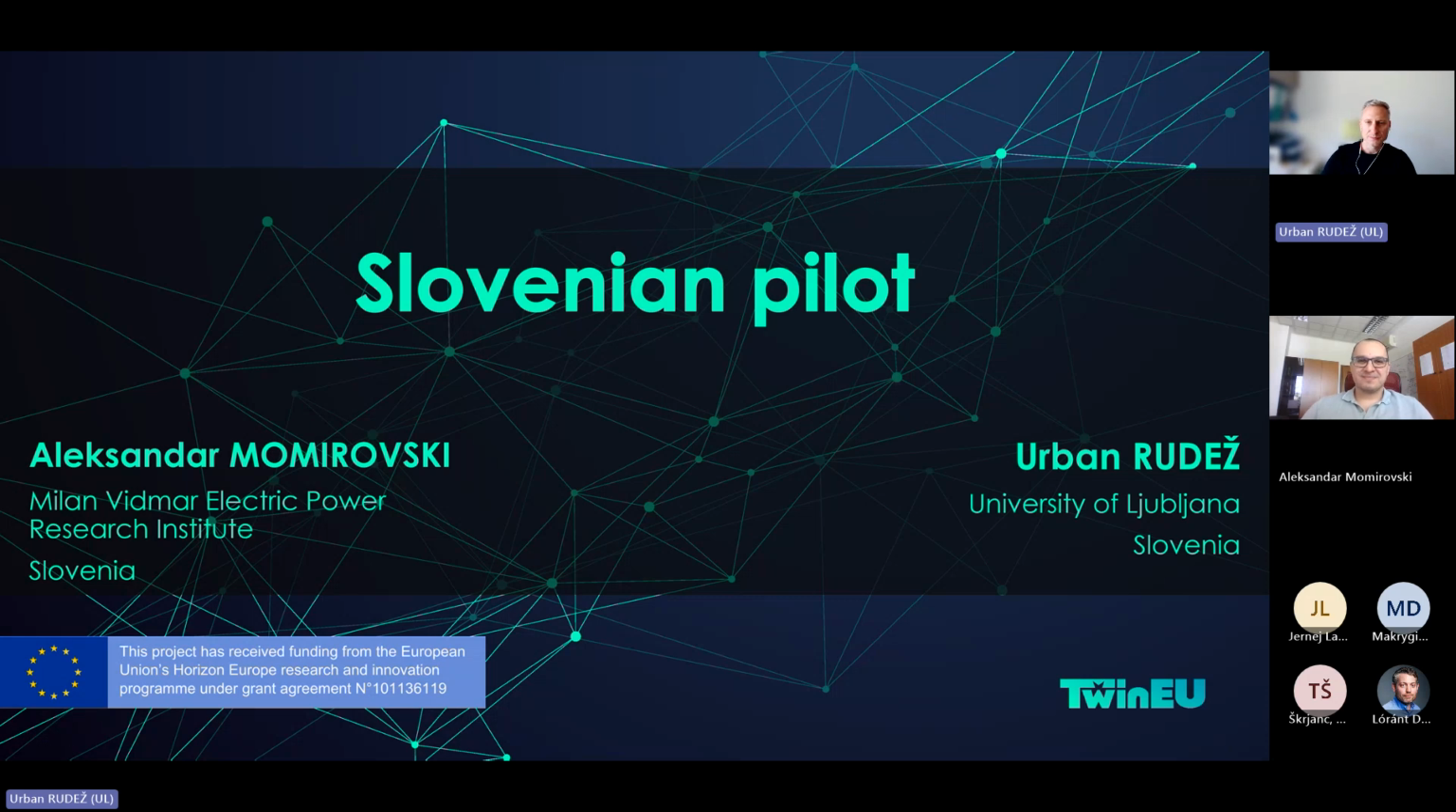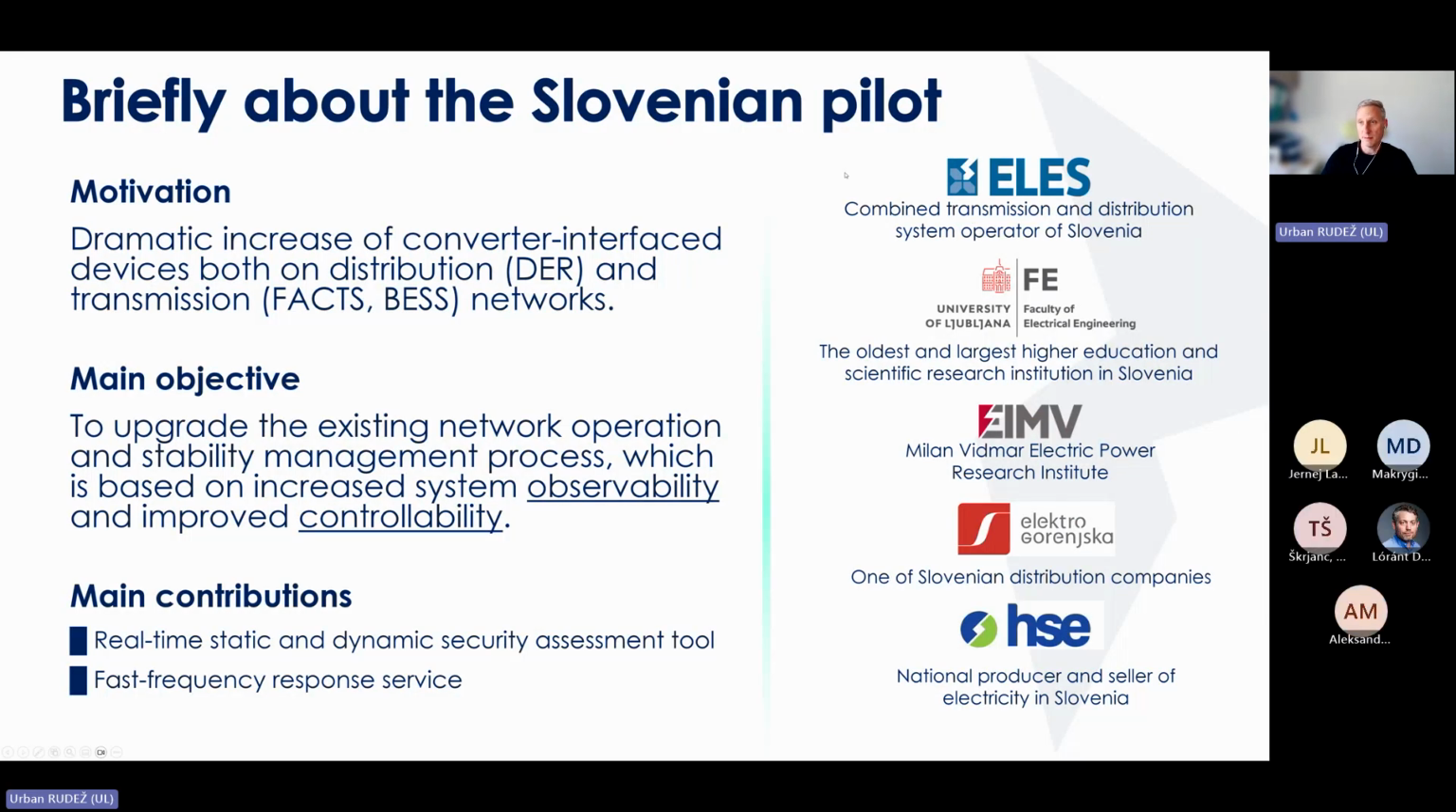And first, I would like to say a few words about the team. So we have five institutions collaborating on the Slovenian pilot. The first one and the pilot leader is ELES, who is a combined transmission and distribution system operator of Slovenia. Then there's the University of Ljubljana, Faculty of Electrical Engineering, which is actually the oldest and the largest higher education and scientific research institution in Slovenia. Then, of course, we have Electro Institute Milan Vidmar. Elektro Gorenjska is one of the Slovenian distribution companies, and HSE, which is a national producer and seller of electricity in Slovenia. So we have 5 partners.